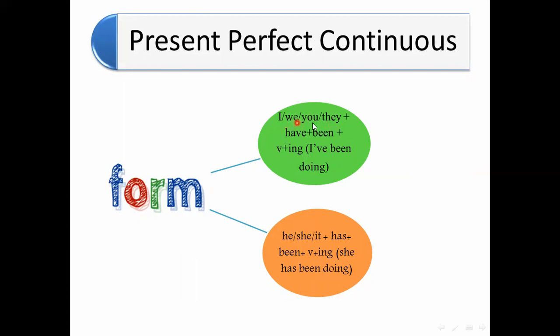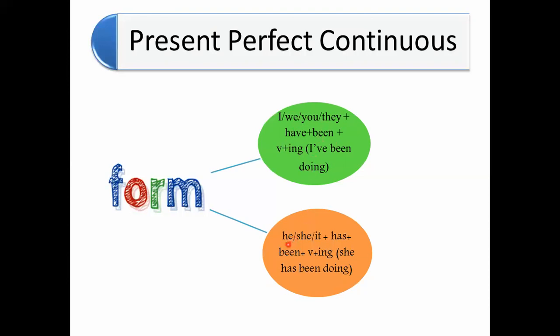We've got here a subject. The subject can be either a pronoun or a noun, plus have. We use have when the subject is we, you. This is very simple, very elementary information. You know already, I mean. So we've got have as an auxiliary verb plus been plus verb plus ing. For example, I have been doing. So this is the form of the present perfect continuous.